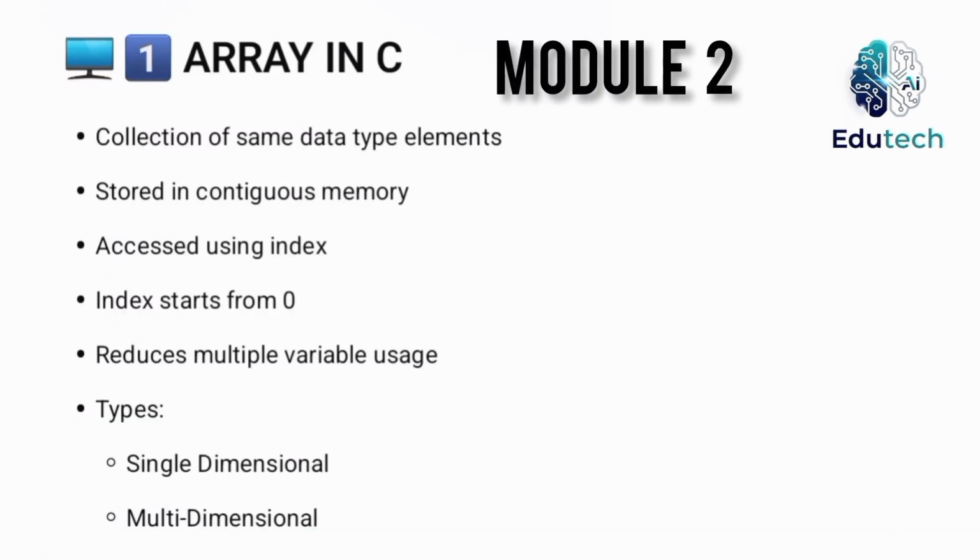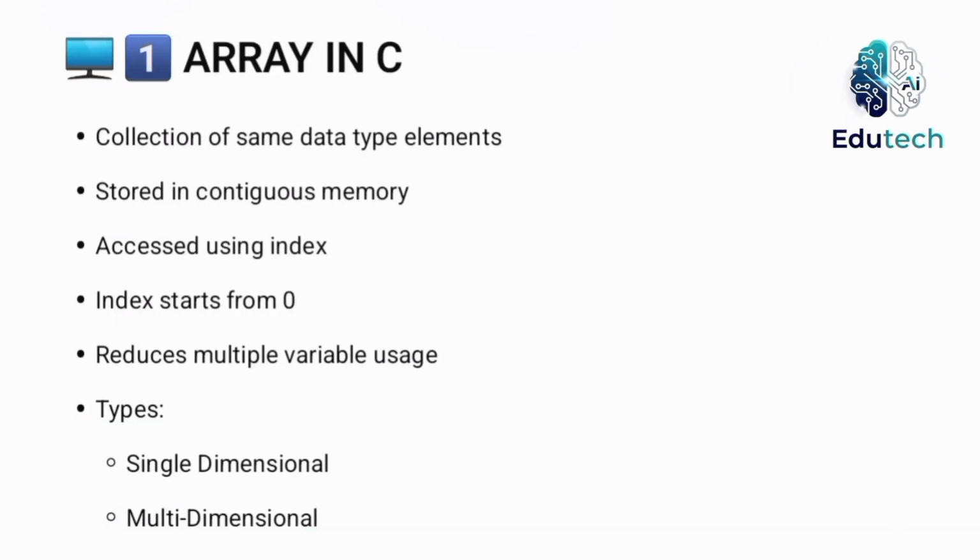An array in C. Explain with the types. An array in C is a collection of elements of the same data type stored in contiguous memory locations. It is used to store multiple values under a single variable name, making the program more efficient and organized. Each element in an array is accessed using an index, and indexing always starts from 0 in C.